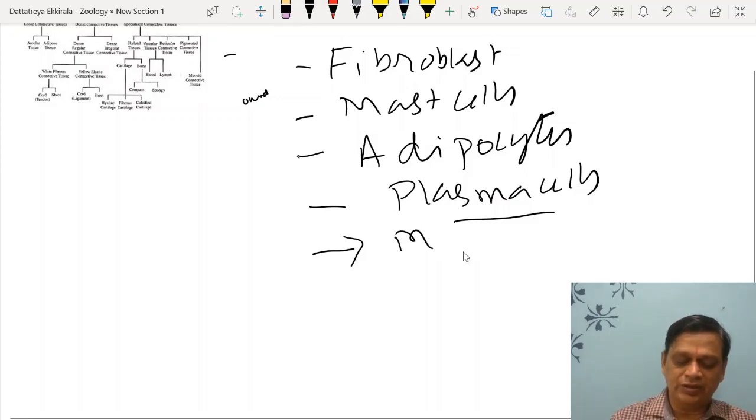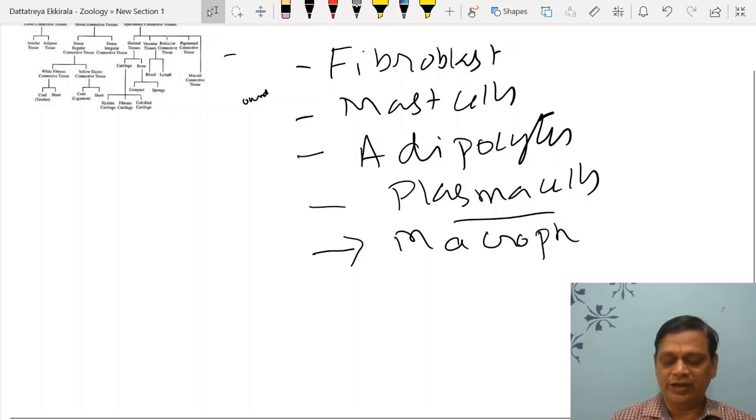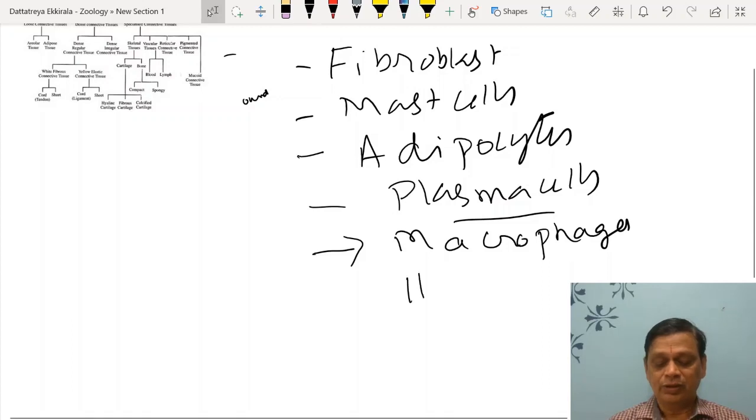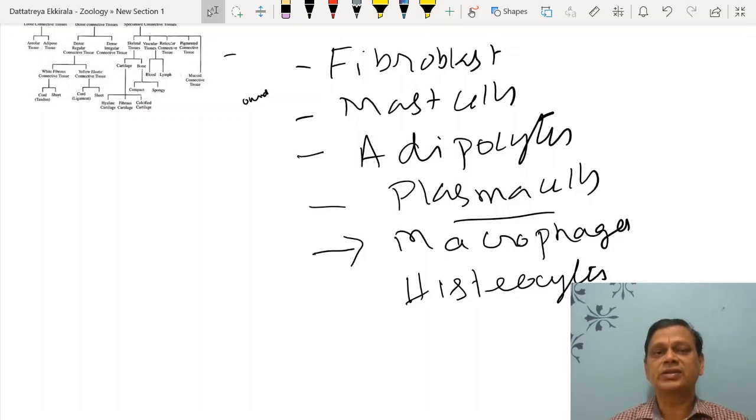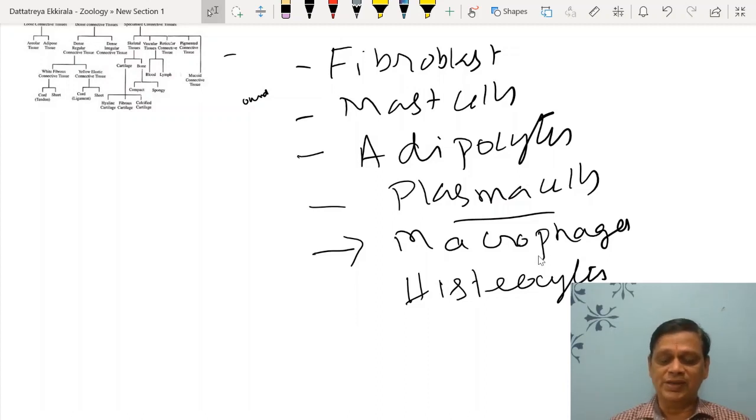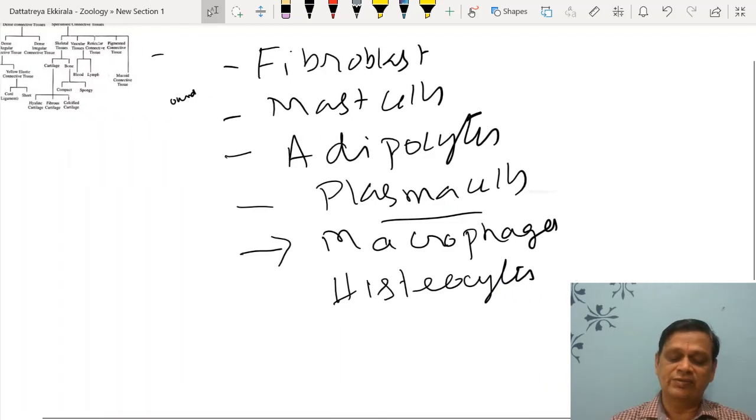The macrophages are phagocytic cells, and you can also say some of them histiocytes. Histiocytes means they are descendants of or modified macrophages. The only difference is histiocytes are tissue fixed, macrophages are wandering, moving. Mobile are macrophages and tissue fixed are histiocytes. So, but fibers, we can also see various fibers here.